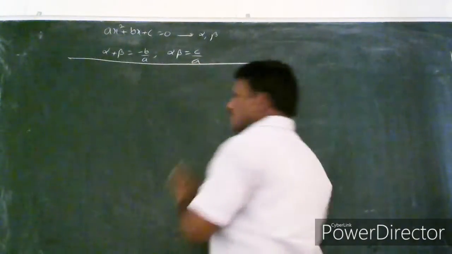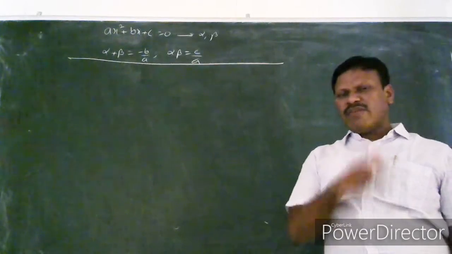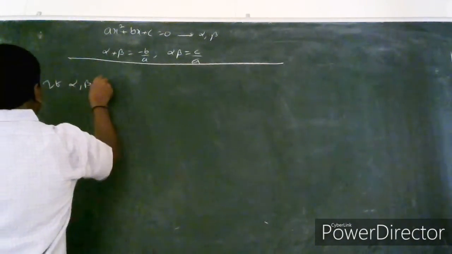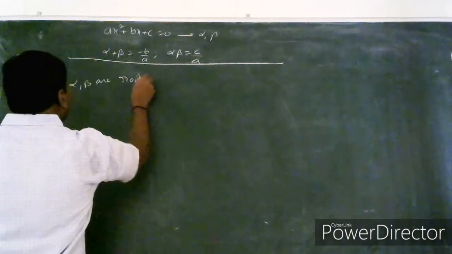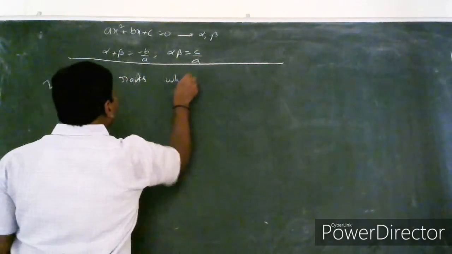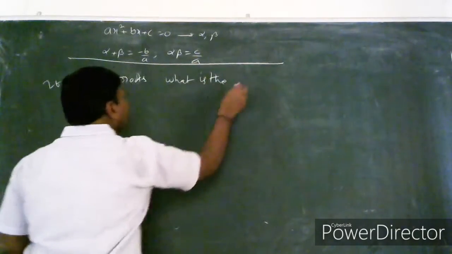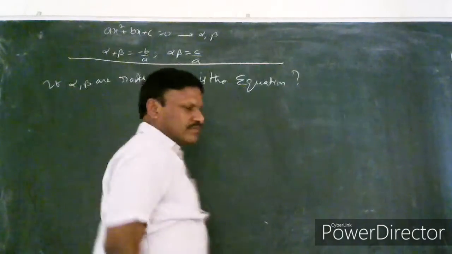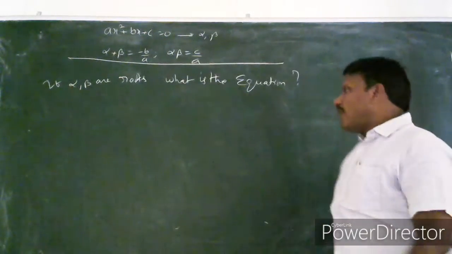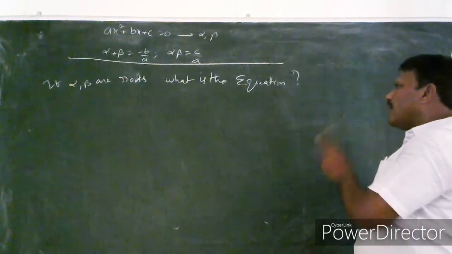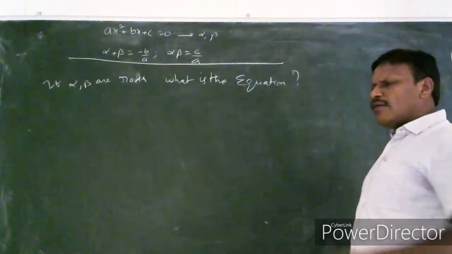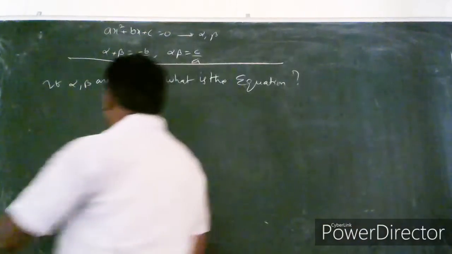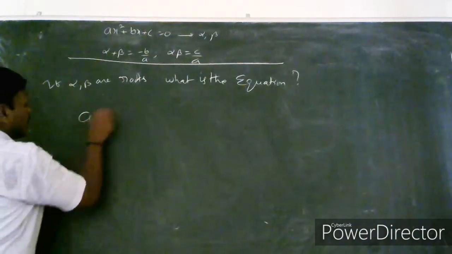But the second part: when roots are given, for example, if alpha, beta are roots, what is the equation? Reverse method. When roots are given, how can we find the equation? We have the formula, but I will prove how we get the formula. So this is the equation actually.